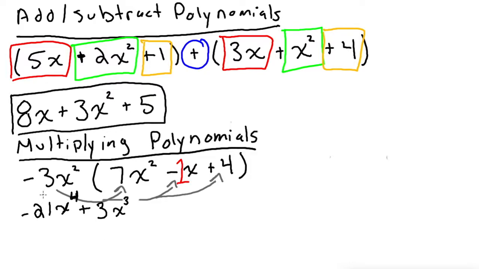So the last one is going to be a negative 3 times a positive 4. A negative times a positive is going to be a negative. And we have 3 times 4, so we'll have a 12. And then this x squared, there's nothing over here, so this will just be 12x squared, just like that.